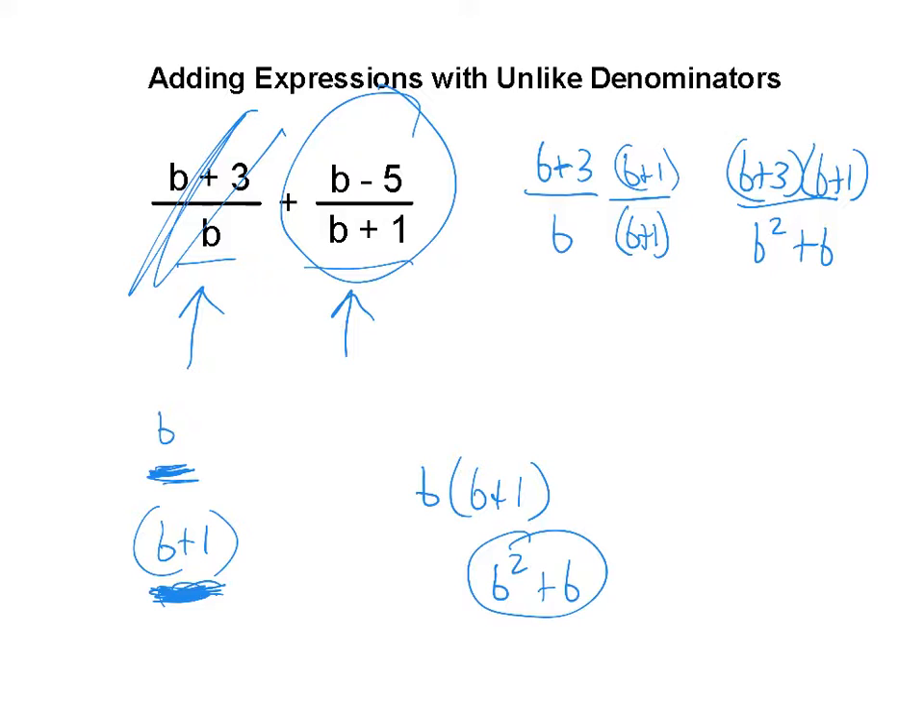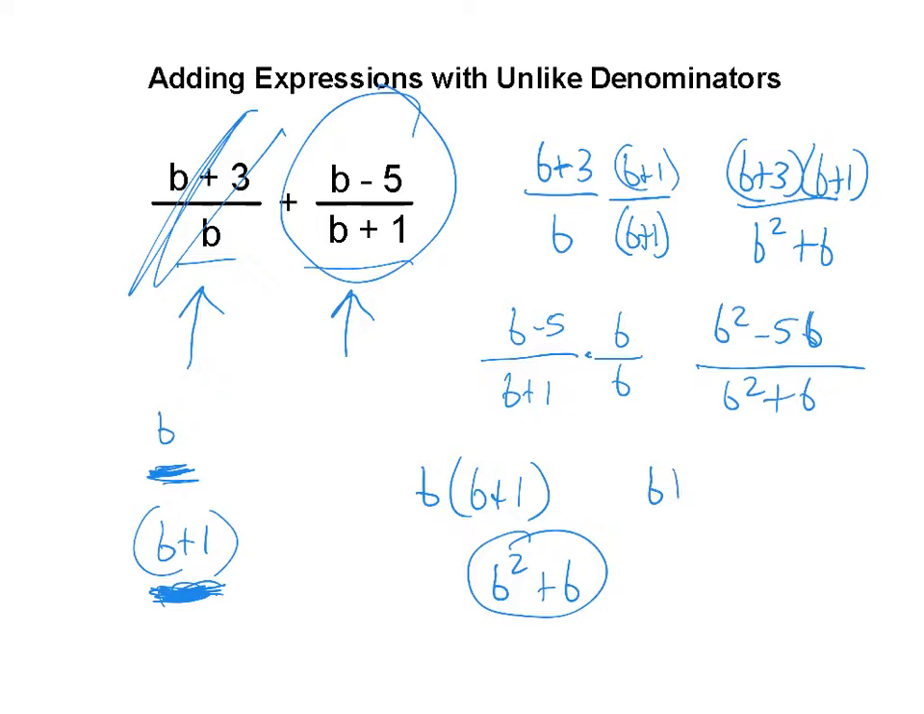Let's focus on this one. So this one had b plus 1, so clearly I just need to take it times b, right? So let's do that. Let's do b minus 5, b plus 1. We're going to take it times b over b. And that gives us b squared minus 5b over b squared plus b. So let's put those two pieces apart from each other. We have b plus 3, b plus 1 from our first one, over b squared plus b, plus b squared minus 5b over b squared plus b.